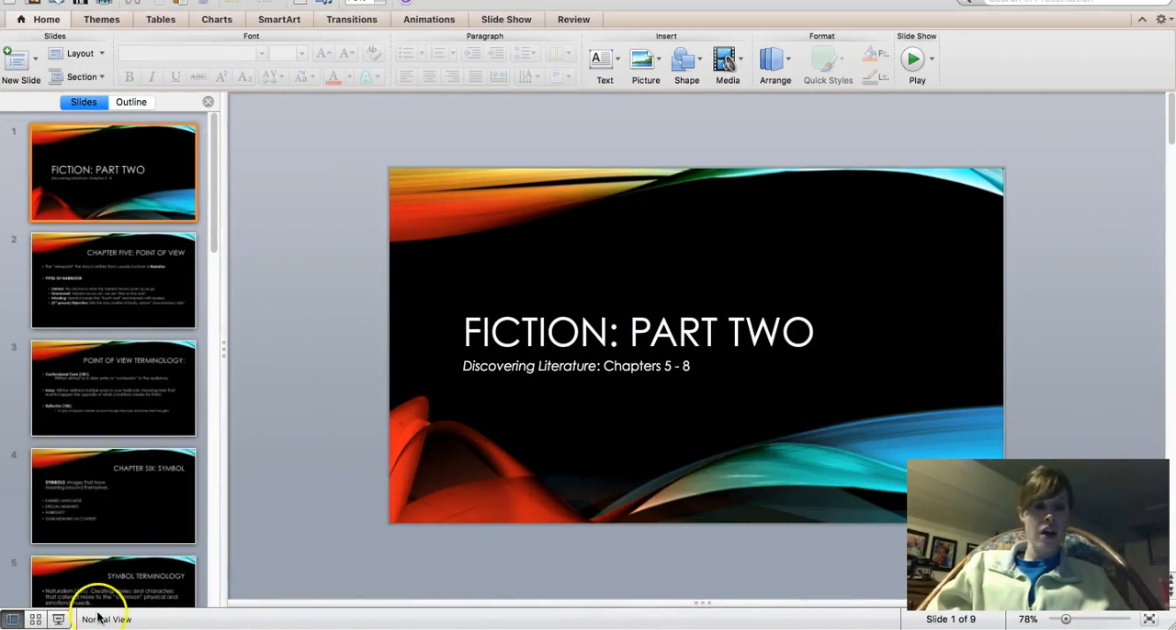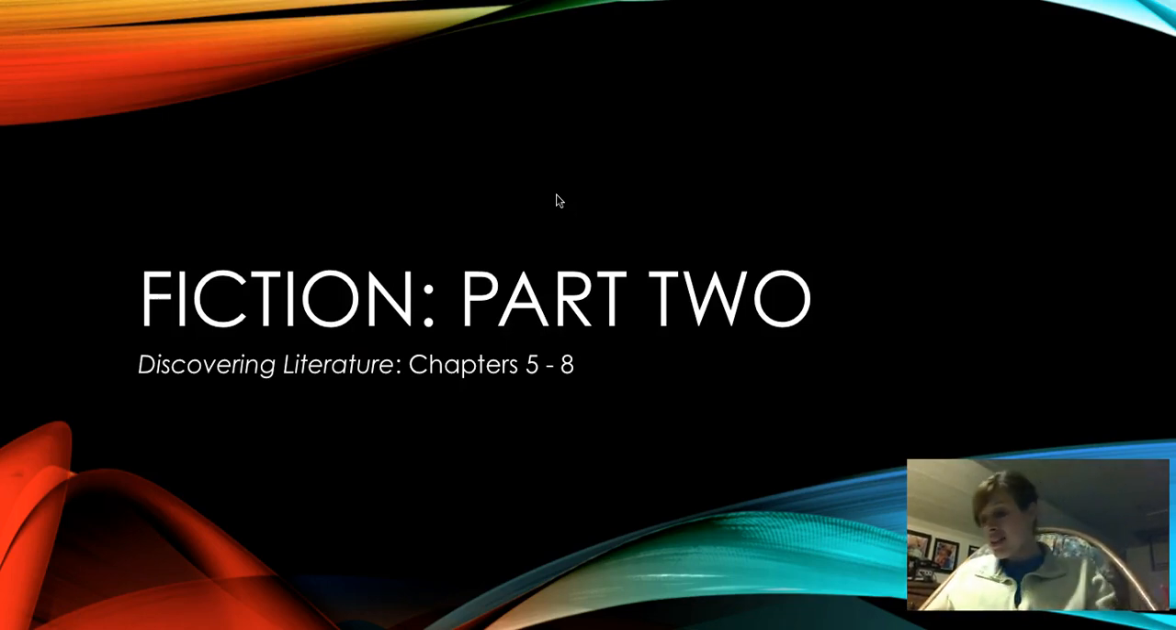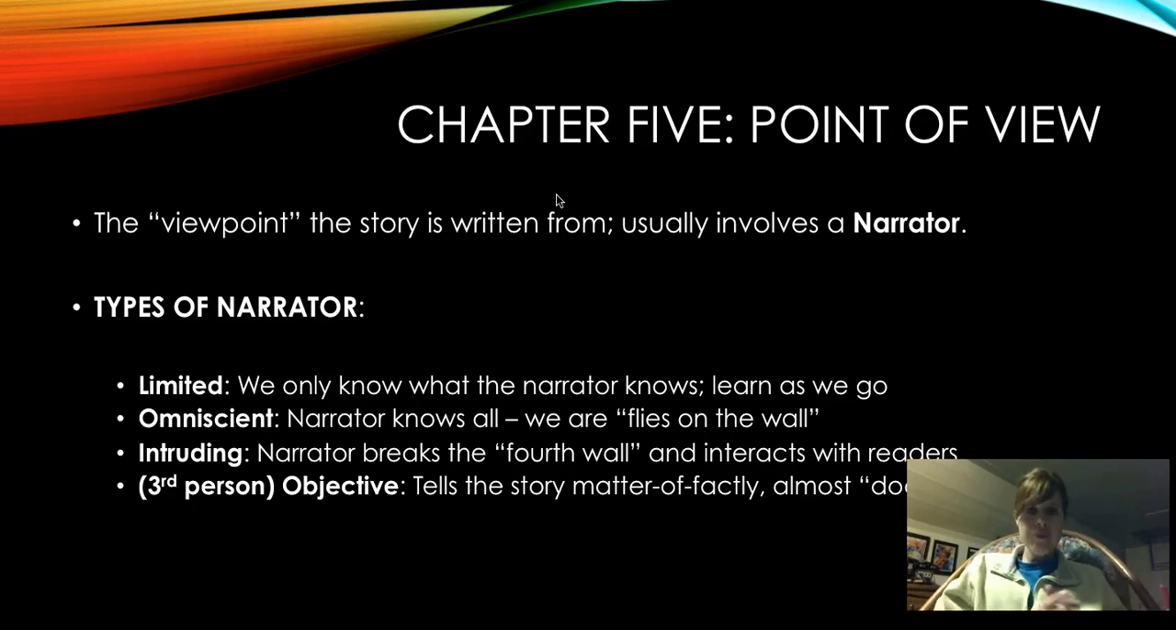Now, onto the slideshow, and it's not a long slideshow, but Fiction Part 2, Chapters 5 through 8. Chapter 5 starts on page 180, and it is about point of view. So point of view is the viewpoint that the story is told from. It usually involves what we call a narrator, and there are 4 different main kinds of narrators that our chapter talks about that you need to know for our exam on fiction.